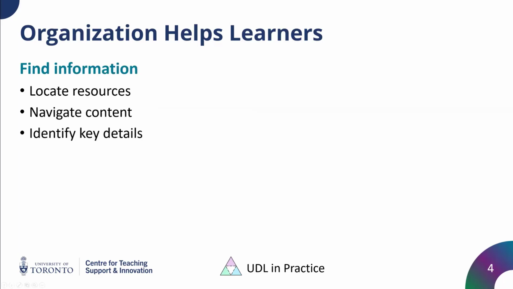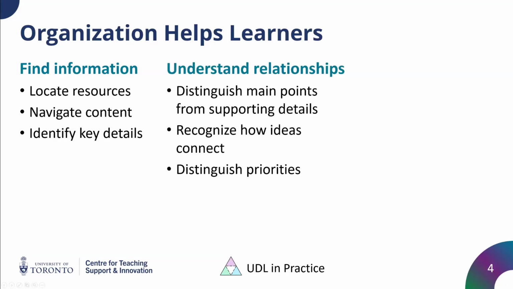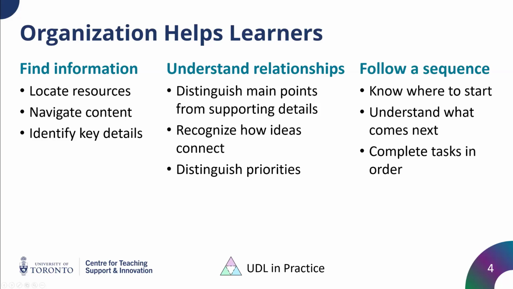First, organization helps learners find information. Learners need to be able to locate resources, navigate content, and identify key details without spending unnecessary time searching. Second, organization helps learners understand relationships. Clear structure can help distinguish main ideas from supporting details, show how concepts connect, and signal what is most important. And third, organization helps learners follow a sequence. Learners benefit from knowing where to start, what comes next, and how different activities or resources fit together.